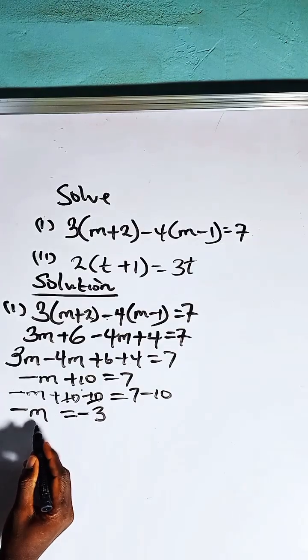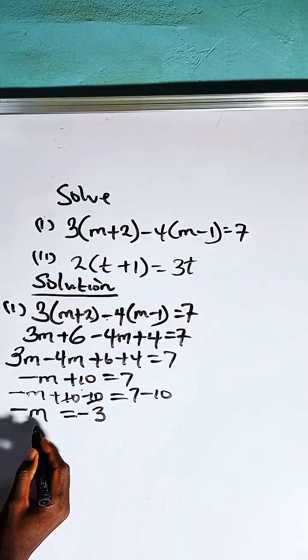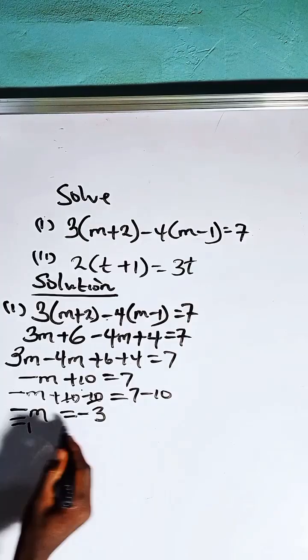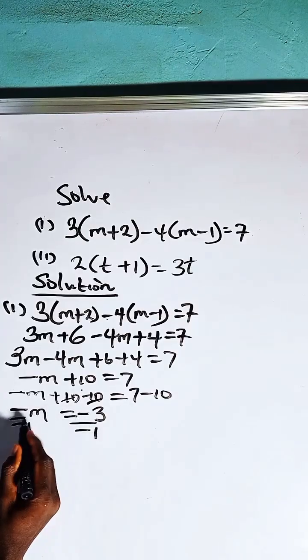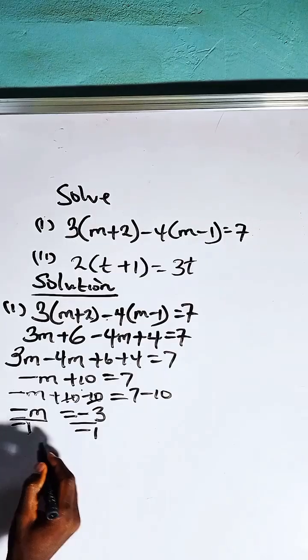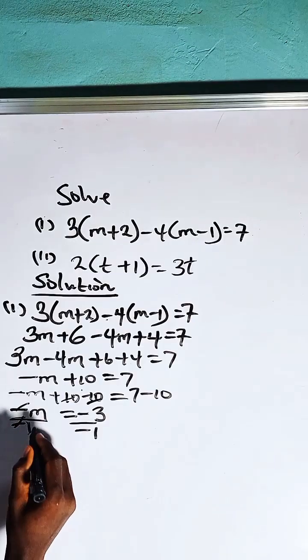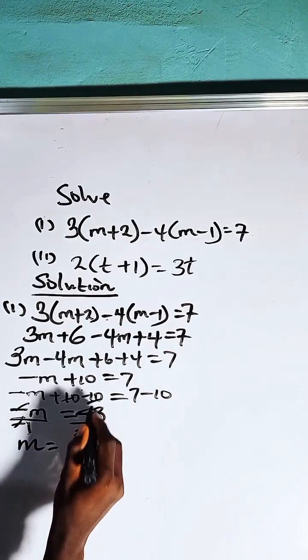So we need to make m stand on its own. So how do we do that? We need to divide both sides by the coefficient of m, which is minus 1. So this is out, and we have the value of m to be 3.